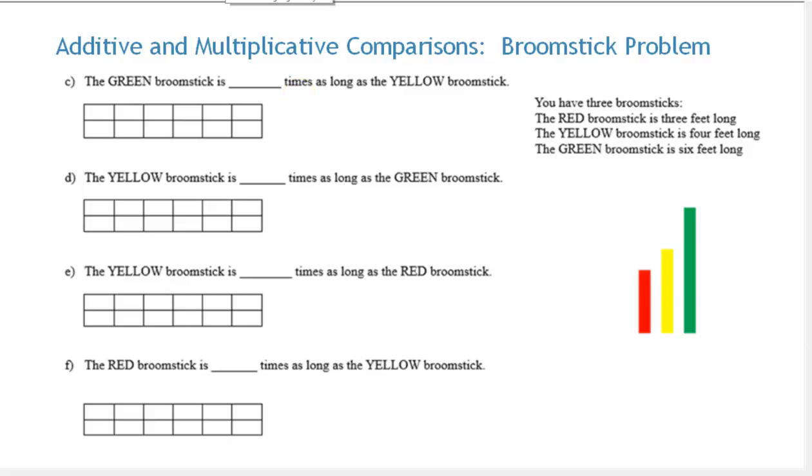So let's draw some pictures in these diagrams to help us visualize this. I'm going to draw the green broomstick first, or shade this in. And it is 6 feet, so each one of these rectangles is a foot long. Okay, so you could think of taking this and putting it on its side. And the yellow is 4 feet long.